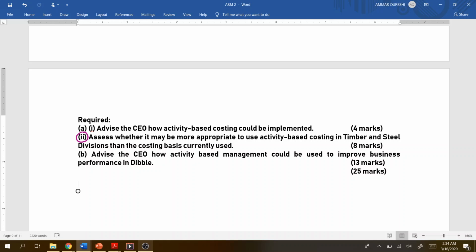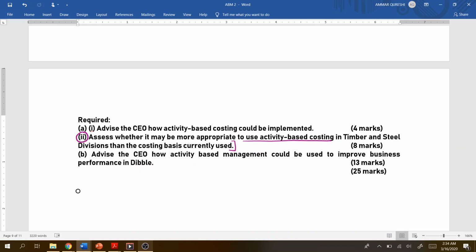Assess whether it may be more appropriate to use activity-based costing in the Timber and Steel divisions than costing based on the currently used system, right? So the CEO wants you to justify your answer if you think that activity-based costing should be used, and to justify your answer if you are in favor of continuing with the current machining system, right?